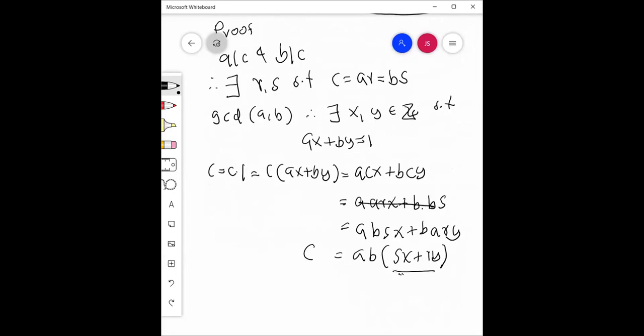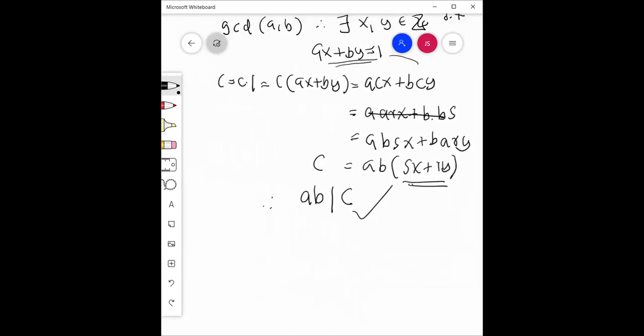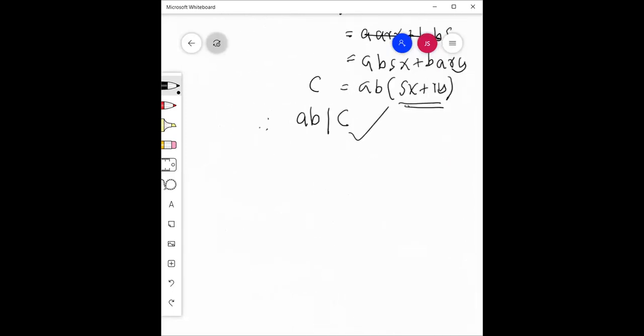This is an integer. According to our definition of divisibility, therefore, AB divides C, right? Now, remember that we use this additional condition, that A and B are relatively prime, in the proof. Without that condition, we cannot prove that. So the proof is complete, right? So it's a very important theorem.